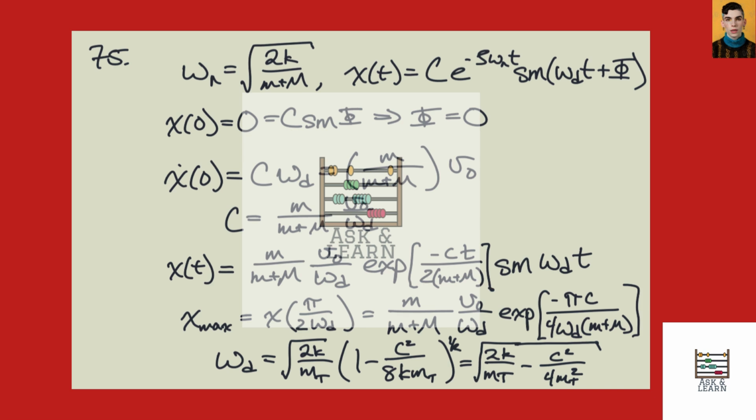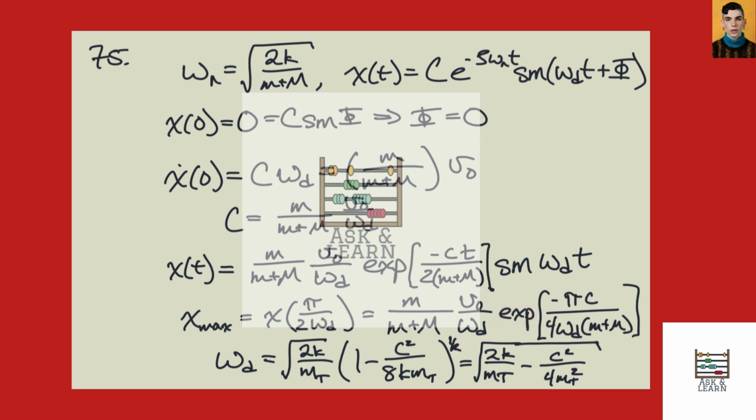Now, again, they ask for what the maximum compression of the spring is. Well, that occurs when this is 1. And that is 1 when t equals pi over 2 times omega d. So that is the time when it occurs. Now we can plug in this time into here, and this will give us 1. And the time into here, we get this in the exponential term.